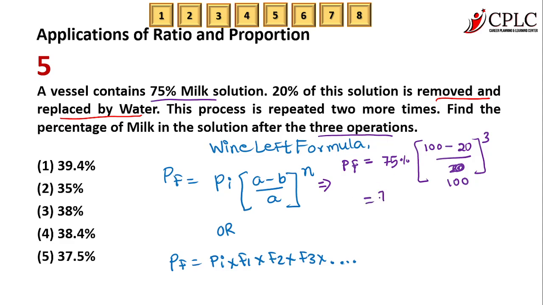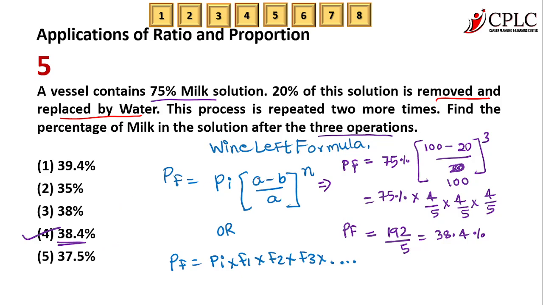So let's do this, which is 75% into 80 by 100. 80 by 100 is 4 by 5, and we have to do 4 by 5 whole cube. So 5 5s are 25, 25 3s are 75. 4 cubed is 64, 64 3s are 192 divided by 5. I think 38.4% is the answer for final percentage, which is answer option 4, using the first method, which is (a minus b upon a) the whole raised to n.